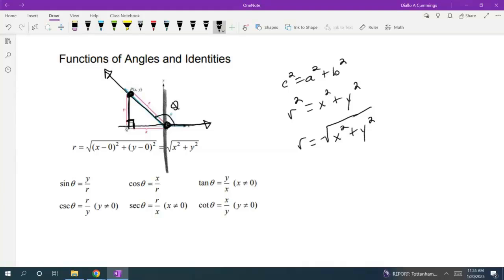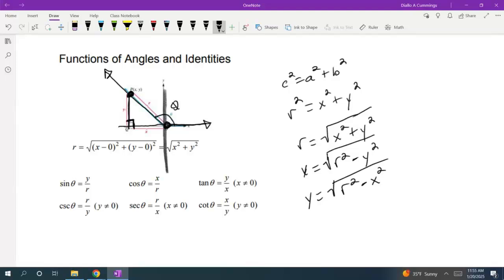Also, using that Pythagorean theorem, there are 2 more formulas. X equals the square root of r squared minus y squared. So if you ever had to find x, you could use this formula. And then lastly, y is equal to the square root of r squared minus x squared. Okay. So here are our Pythagorean formulas.